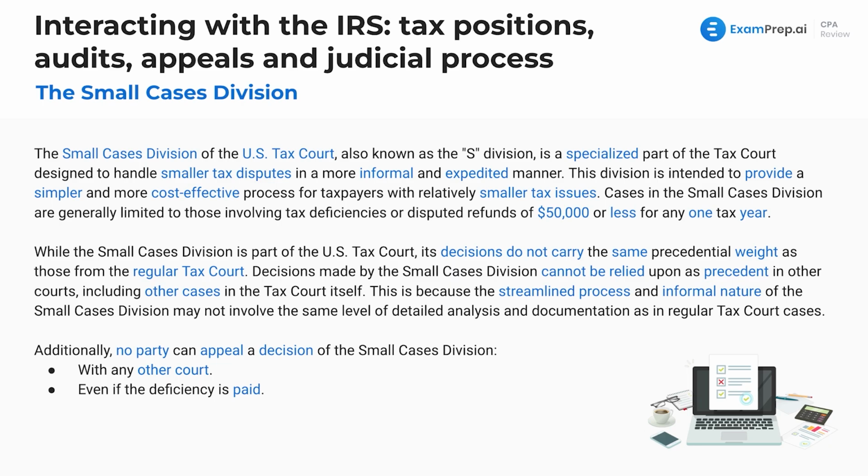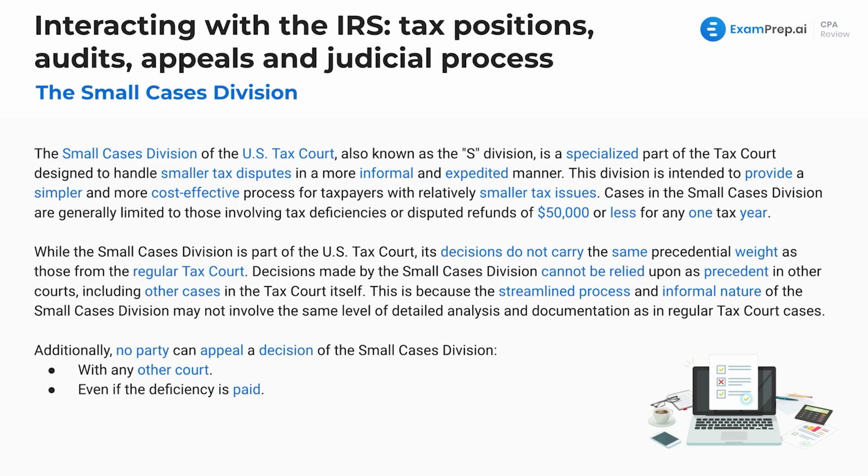But yeah, it makes sense. I mean, you're not going to have the same court for someone disputing a $5 million tax discrepancy as you are someone who is just dealing with a $10,000 difference. Cases in the Small Cases Division are generally limited to those involving tax deficiencies or disputed refunds of $50,000 or less for any one tax year.